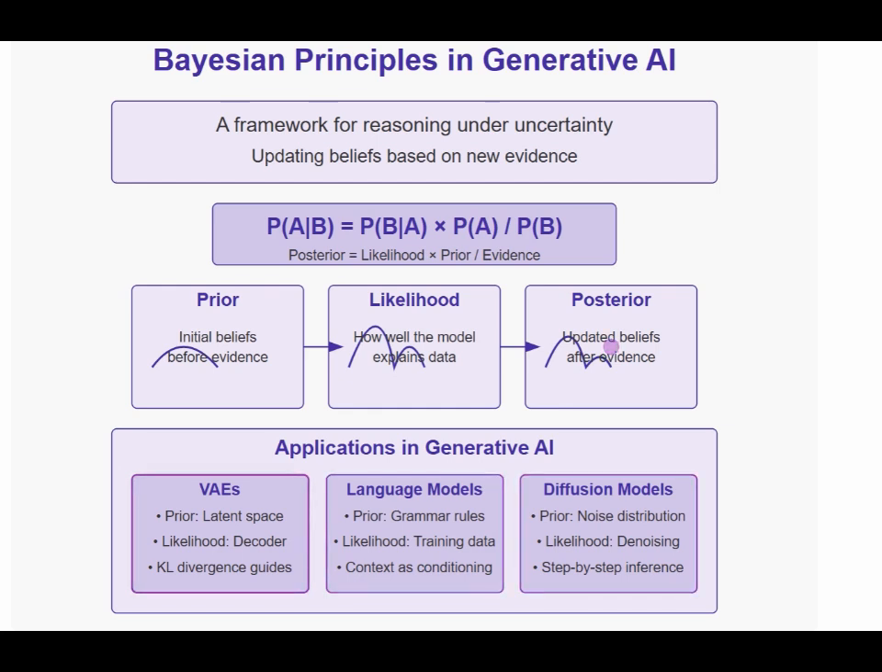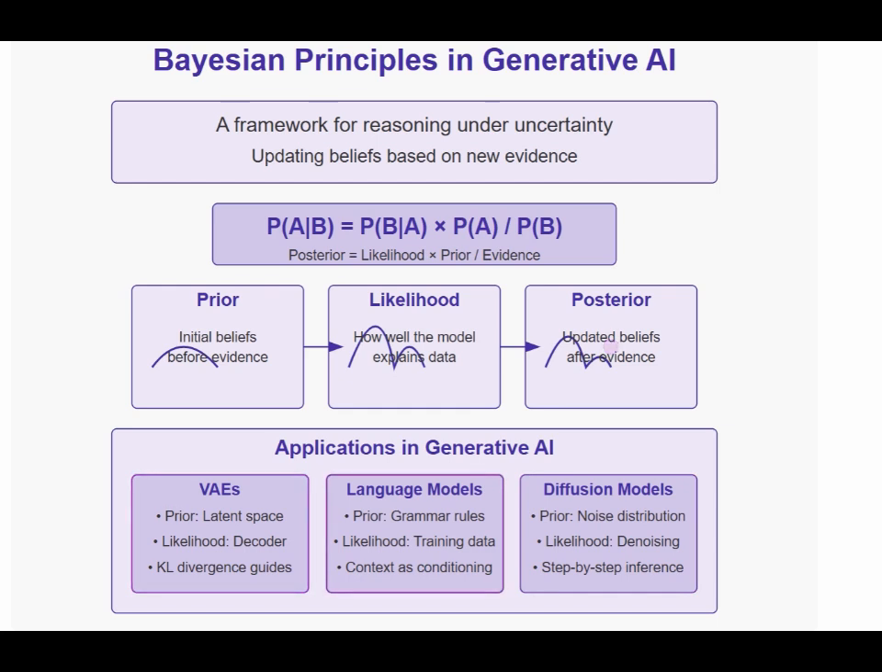1. Variational autoencoders, VAEs. VAEs apply Bayesian principles by: prior, using a standard normal distribution in latent space as the initial assumption; likelihood, employing the decoder network to determine how well latent variables explain the data; posterior, learning an approximate posterior distribution via the encoder network. Example in action: when a VAE learns to generate faces, it initially assumes features follow a normal distribution, the prior. As it sees real faces, it updates its understanding of how features relate, the posterior. When generating new faces, it samples from this refined understanding.